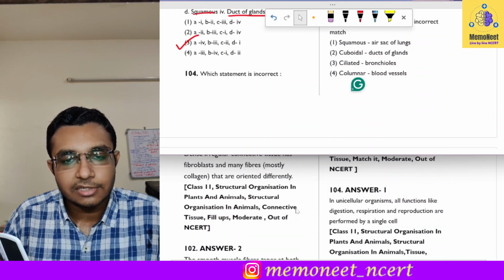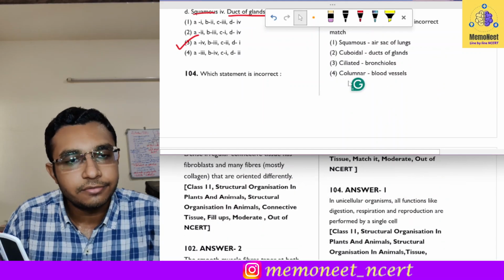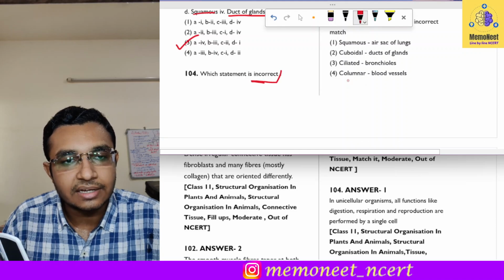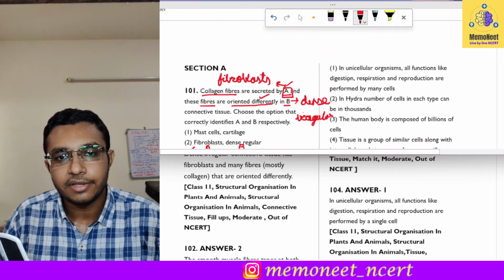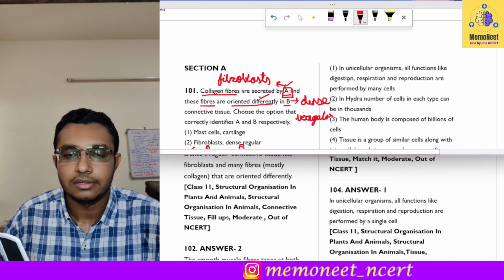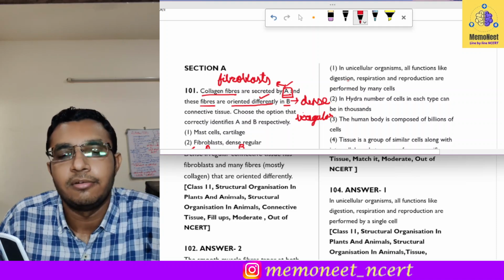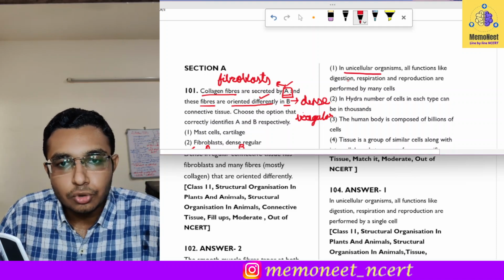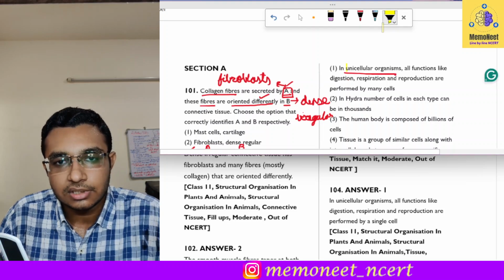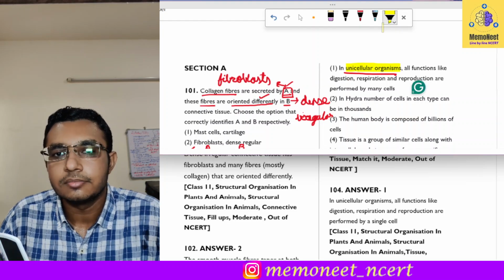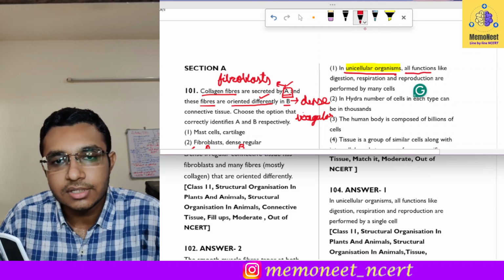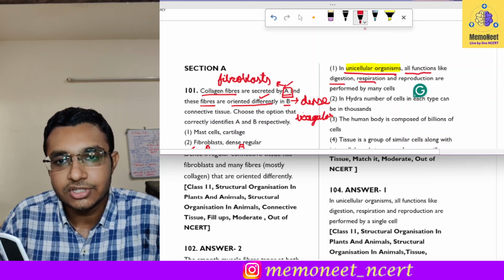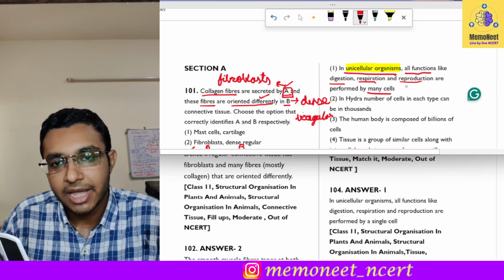In question 104, we have to identify which of the following statements is incorrect. Among the following 4 statements, we have to identify which of them is the incorrect statement. Now, let us see the statements one by one. The first statement is in unicellular organisms, all the functions like digestion, respiration, and reproduction are performed by many cells.